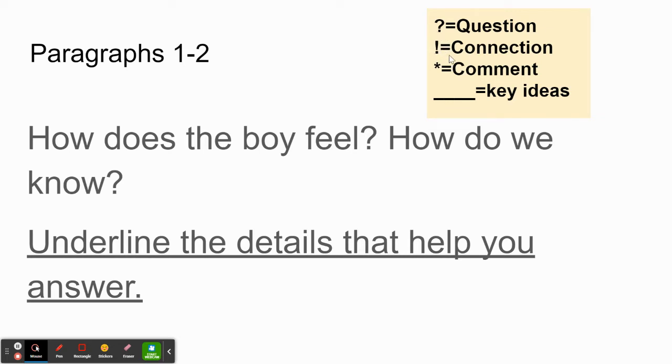If you can make some sort of connection, like, oh, I saw something like this in a movie, or I remember somebody telling me something like this, or I can connect it to my own life in some way. You'll put an exclamation mark and then a little star if you just have a comment, like an opinion about something, a reaction about something, and then underline or highlight key ideas. And I'll often tell you what we're going to be underlining. So as you read paragraphs 1 and 2 out loud with your partner, you're going to underline, how does the boy feel? And how do we know? So go ahead and read those 2 paragraphs with your partner and then come back.